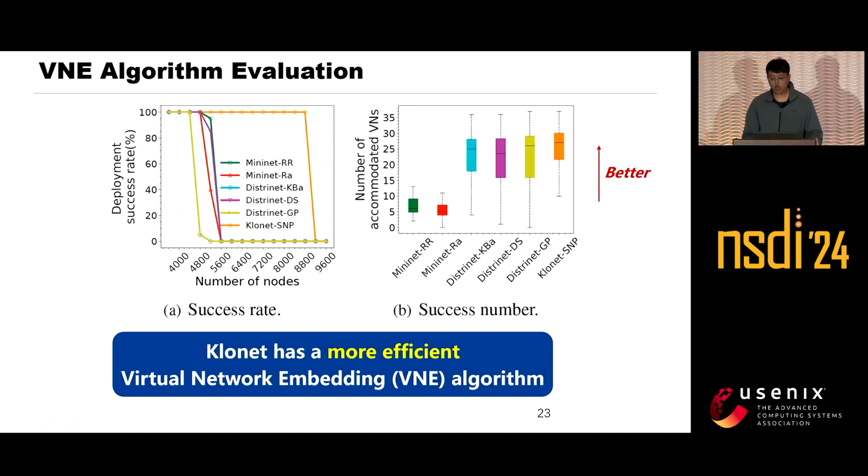We also evaluate the proposed virtual network embedding algorithm. We simulated the process of mapping a virtual network to 10 physical servers, and if the resource requirements of the virtual network are not met, then its deployment is considered a failure. From the simulation result, we can see that Klonet has a more efficient virtual network embedding algorithm. It can support more virtual networks in the same cluster without overloading them.